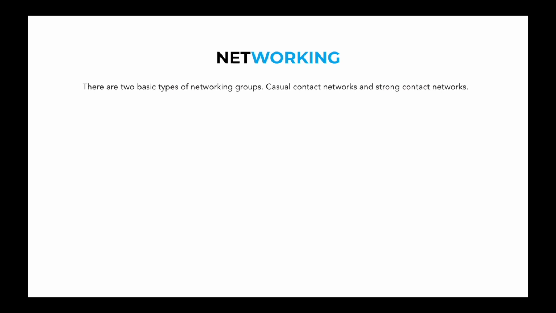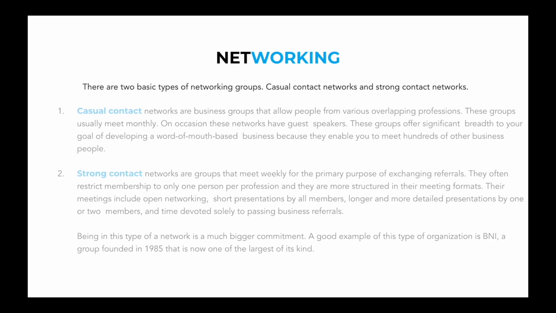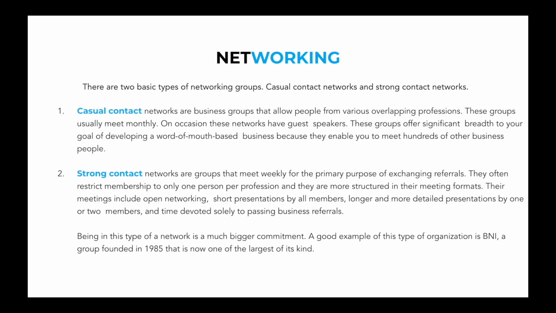There's basically two types of networking groups. We've got casual contact networks and strong contact networks. The casual contact networks are business groups that allow people from various overlapping professions. These groups usually meet on some schedule, like monthly, and on occasion these networks have guest speakers. These groups offer significant breadth to your goal of developing a word-of-mouth based business, because it enables you to meet hundreds of other business people.